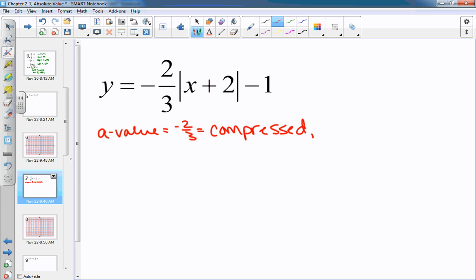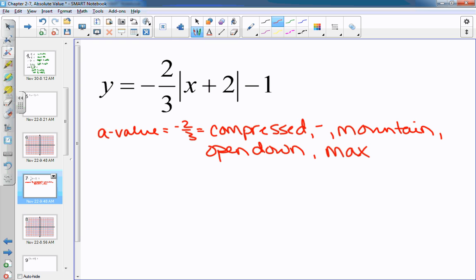Perfect. What else? What does the negative mean? The negative means that it is going to be reflected, meaning instead of a valley, what am I going to have? I'm going to have a mountain, because this is going to open down. Do we understand that? Which means, do I have a maximum or do I have a minimum? I'm going to have a maximum, correct? Do we understand that, yes or no?